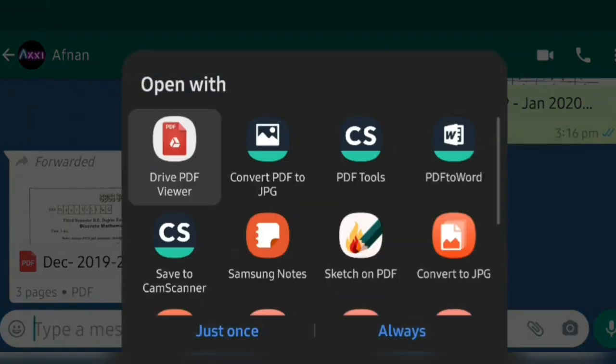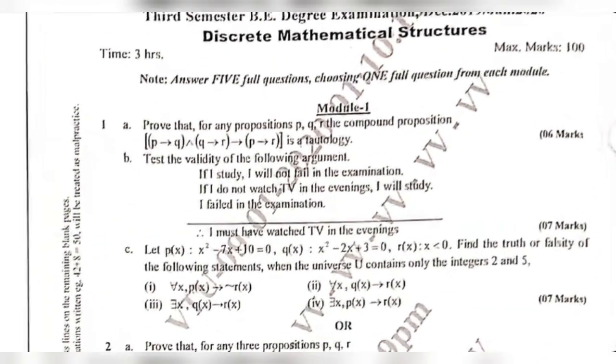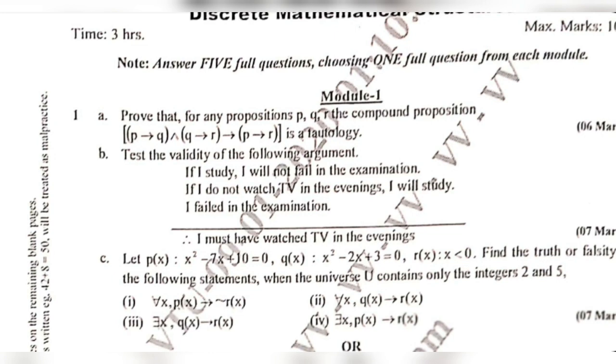Hello everyone, today in this video we will be discussing the previous year paper of DMS. The first question is, prove that for any propositions P, Q and R, the compound proposition is a tautology.